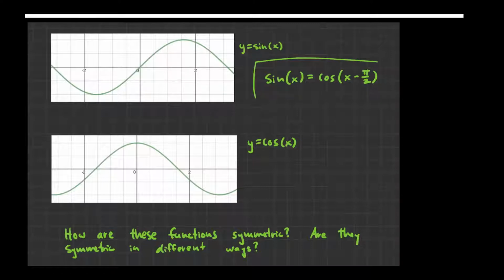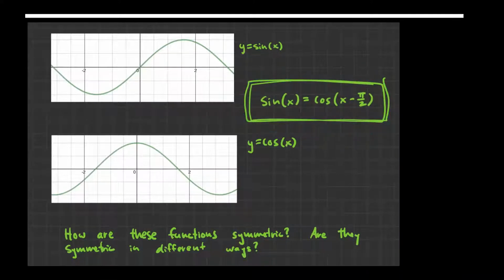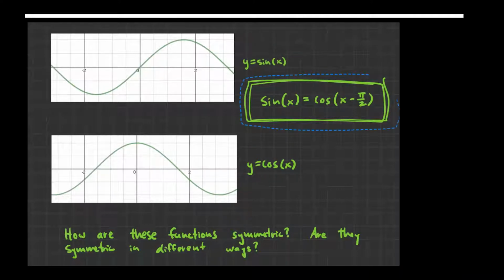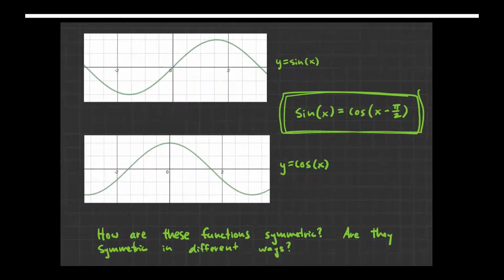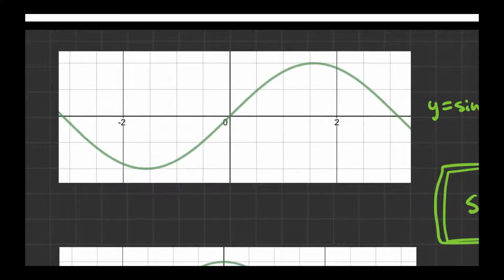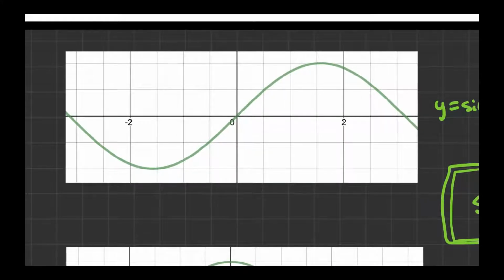They're related. Absolutely. Okay? What if we were to restrict just one of them? So instead of comparing them, what if we just thought of one function at a time? Like, what are some of the symmetries that you might see in y equals sine of x? Like if we just focus our attention on this graph, what are some symmetries that you might be able to see?